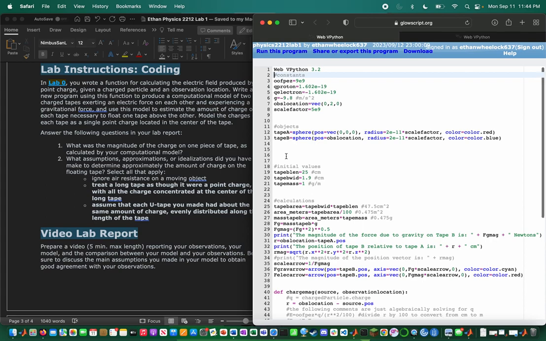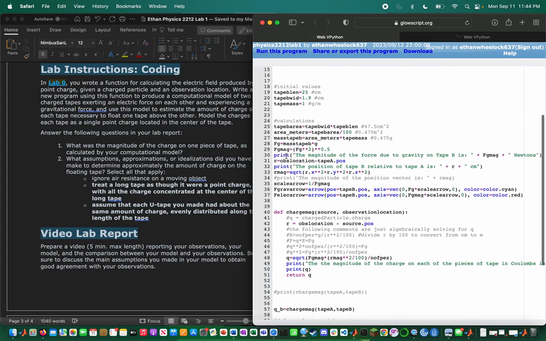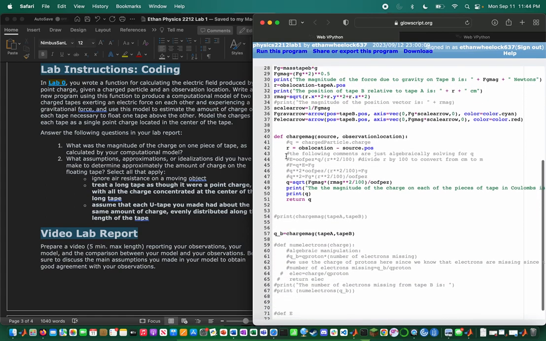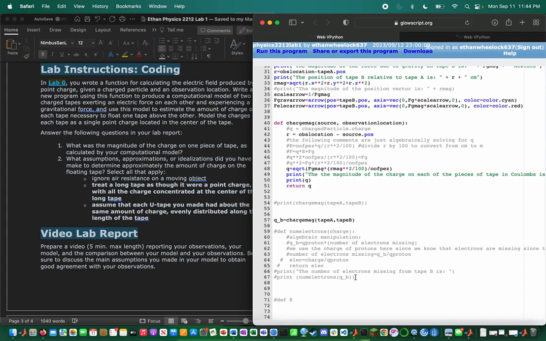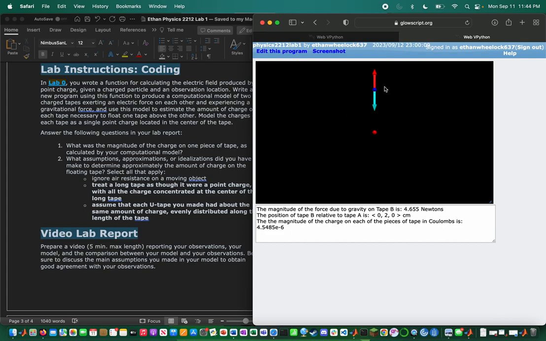And for the coding part of the lab, I had to create some code to find the magnitude of the charge on one piece of tape. I'm running out of time, so here is my code. I just did a little bit extra without realizing it, but I don't actually need any of this. And then here's the results.